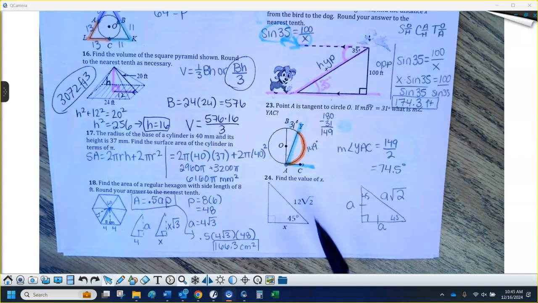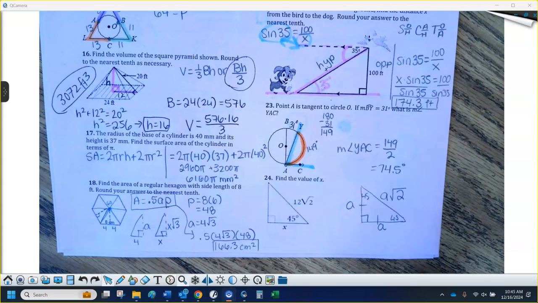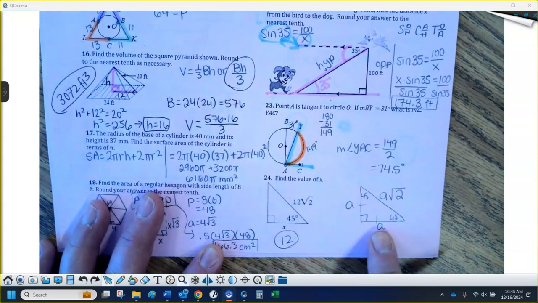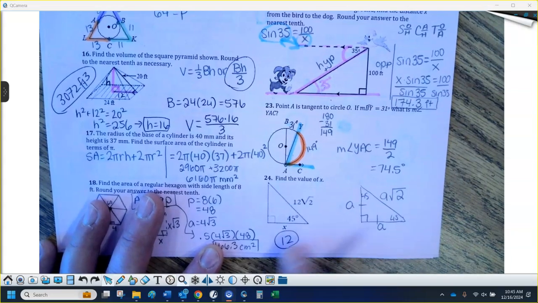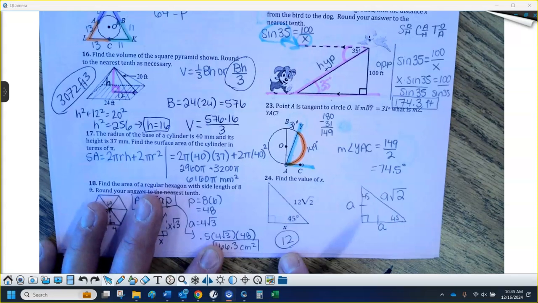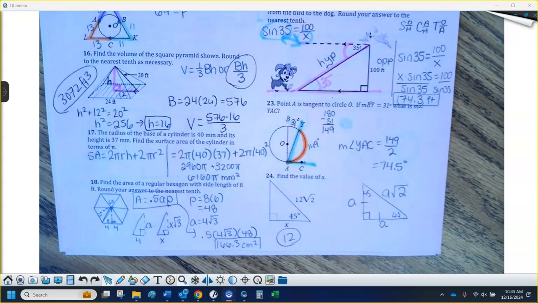So if I'm looking at this, it's just 12. It's just 12. Don't think about it too hard. Whatever the leg is, you multiply the leg by the square root of 2 to get the hypotenuse. So if this is 12 radical 2, this is just 12. Don't think about it too hard.